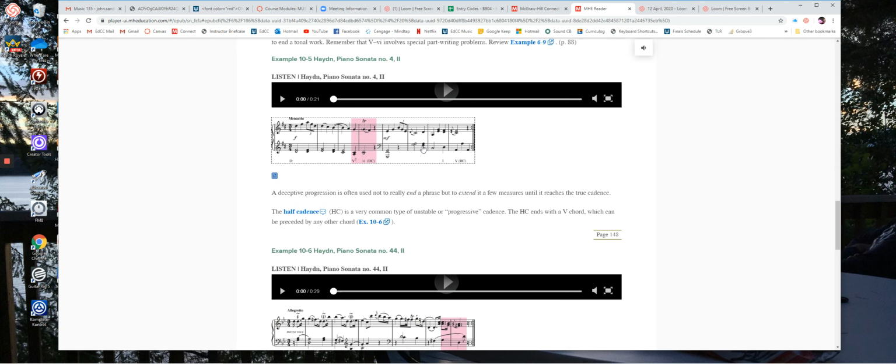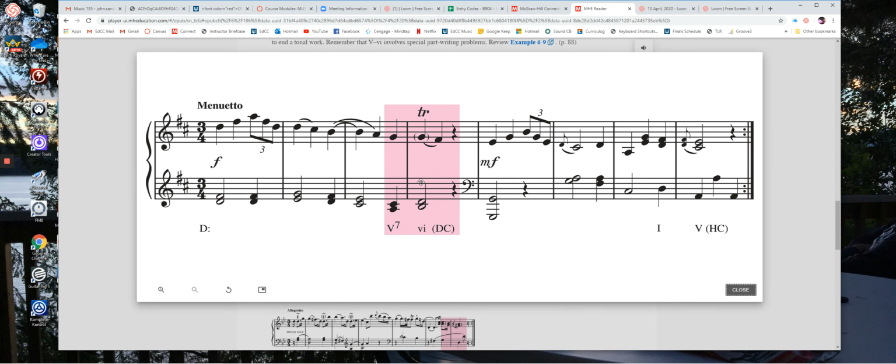We've talked about the deceptive progression many times. And the deceptive progression can be used in a cadential manner as well, meaning it's at the end of a phrase. Here's a 4-bar phrase that ends with 5-7 going to 6.